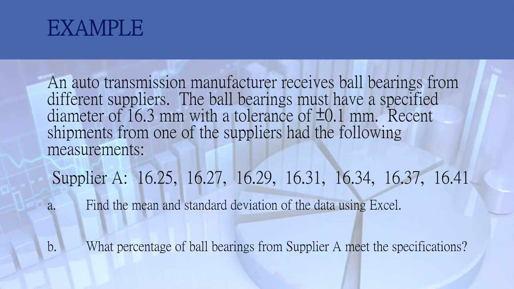So an auto transmission manufacturer receives ball bearings from different suppliers. The ball bearings must have a specified diameter of 16.3 millimeters with a tolerance of plus or minus 0.1 millimeters. Recent shipments from one of the suppliers had the following measurements. So here they are. And what I'm going to do is open up a separate window here with Excel and show you how you could type this in and how you could find the standard deviation and the mean without actually having to make those tables and do it by hand.